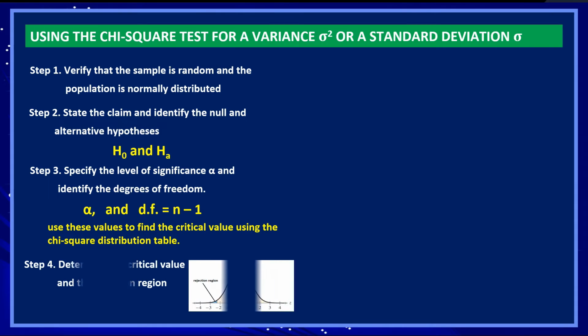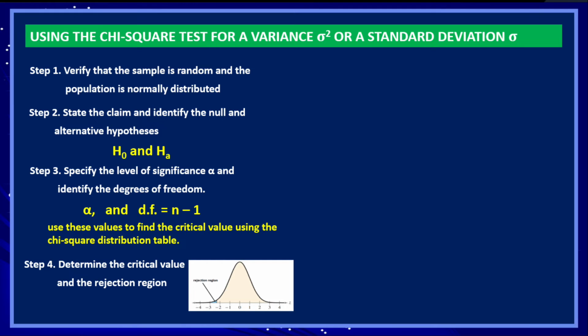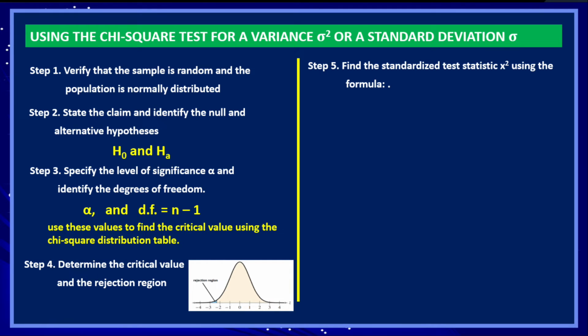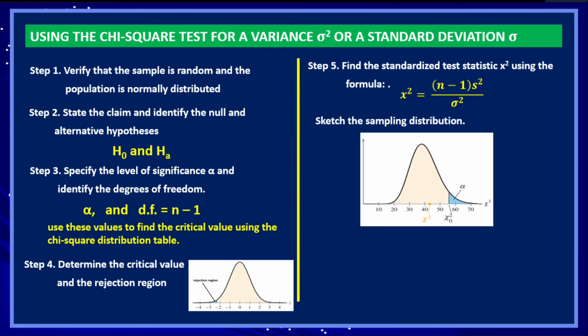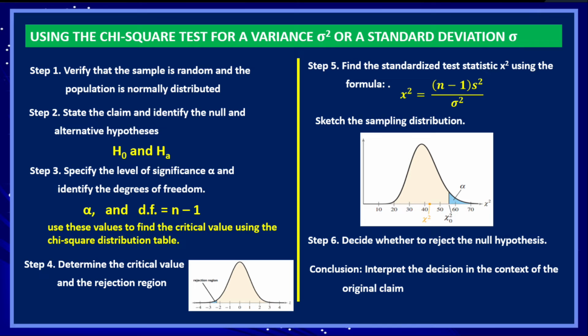For the next step, step 4, determine the critical value and the rejection region. After that, in step 5, find the standardized test statistic using the formula X squared equals the quantity n minus 1 times s squared, all divided by sigma squared, and sketch the sampling distribution. And finally, make a decision to reject or fail to reject the null hypothesis. If X squared is in the rejection region, then reject the null hypothesis. Otherwise, fail to reject the null hypothesis. As a conclusion, interpret the decision in the context of the original claim.